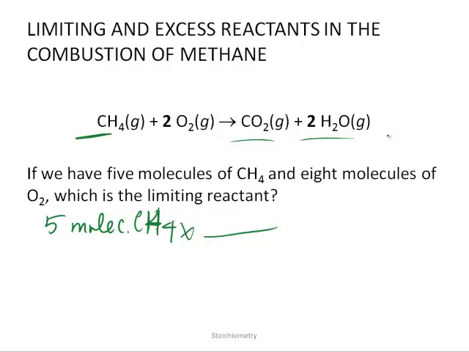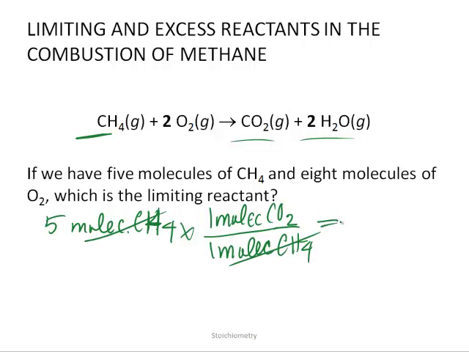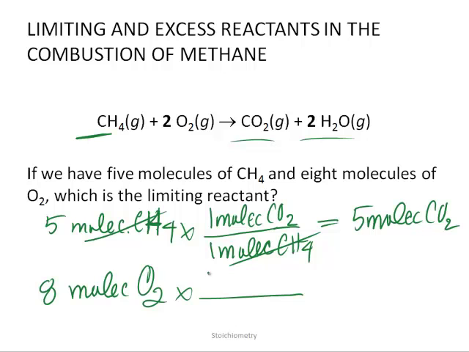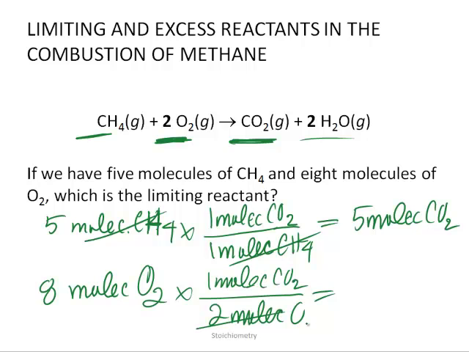So let's calculate how many molecules of carbon dioxide we can produce. For every 1 molecule of methane, we're going to produce 1 molecule of CO2. The molecules of methane cancel out, and so with 5 molecules of methane, we can produce 5 molecules of carbon dioxide. Now we do that same calculation with our 8 molecules of oxygen, and we will quickly realize which one is going to run out. For every 2 molecules of oxygen, we're going to make 1 molecule of CO2. The molecules of oxygen cancel out, and that gives us 4 molecules of CO2.